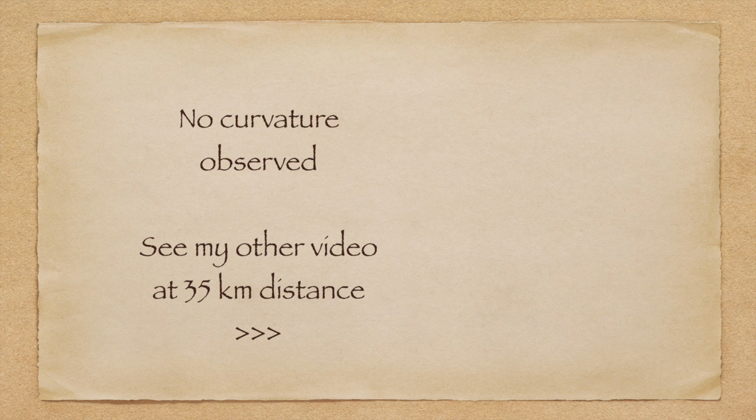So my conclusion after 3 observations is that I've still not observed any curvature. And you can see my other video on top here if you want. It is at twice the distance, where I look at the house across a lake, and I still see no curvature. And in the bottom right here, I have gone through the calculations behind the Earth curvature calculator to verify that they are correct.